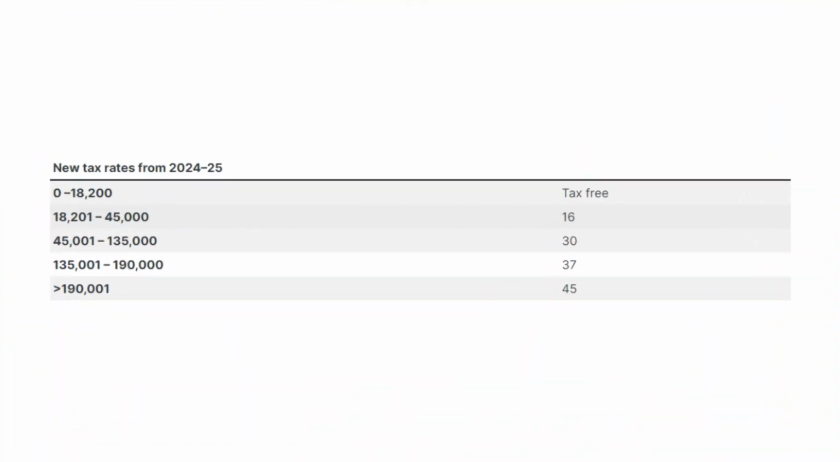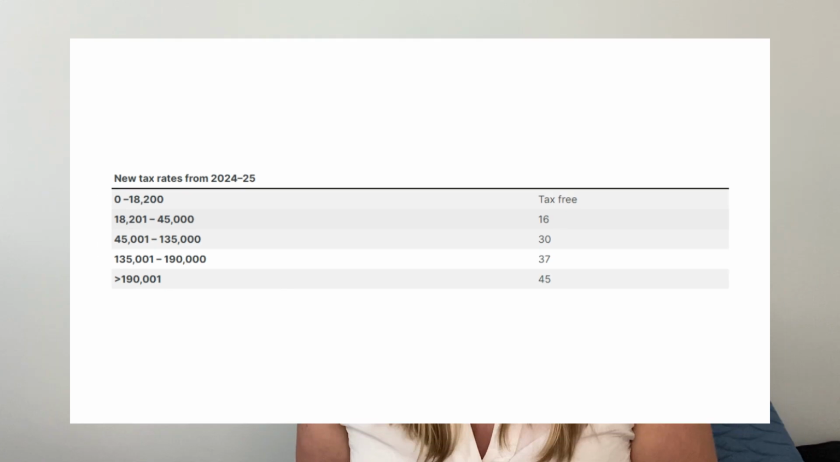These tax rates are going to change from 1 July as a result of legislation passed very recently through Parliament. So the new tax rates from 1 July 2024 are going to be as follows. 0 to $18,200, nil. $18,200 to $45,000, 16%. $45,001 to $135,000, 30 cents. $135,001 to $190,000, 37 cents. $190,000 and over, 45 cents. And again, you have to add 2% Medicare levy to all of those amounts so they all bump up by 2%.